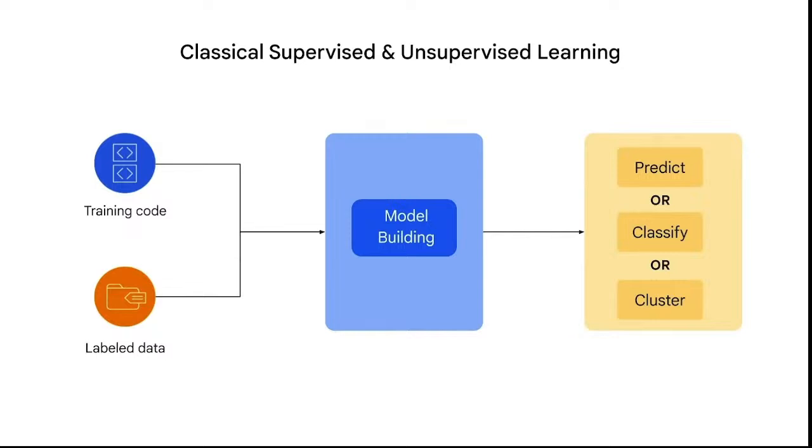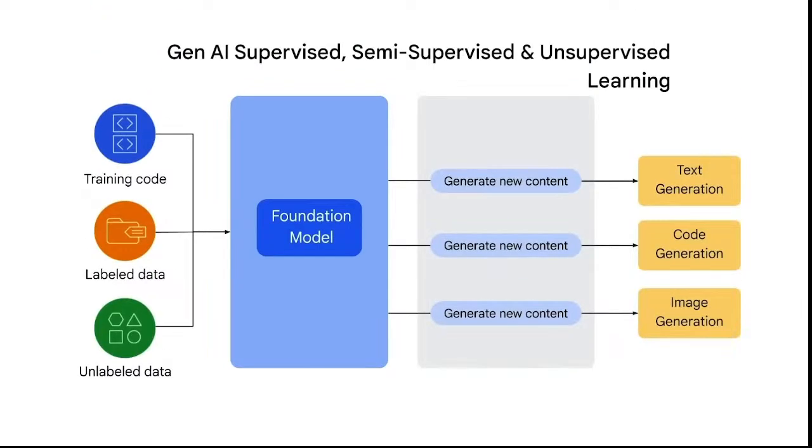Now, let's check out how much more robust the generative AI process is in comparison. The generative AI process can take training code, labeled data, and unlabeled data of all data types and build a foundation model. The foundation model can then generate new content. It can generate text, code, images, audio, video, and more.